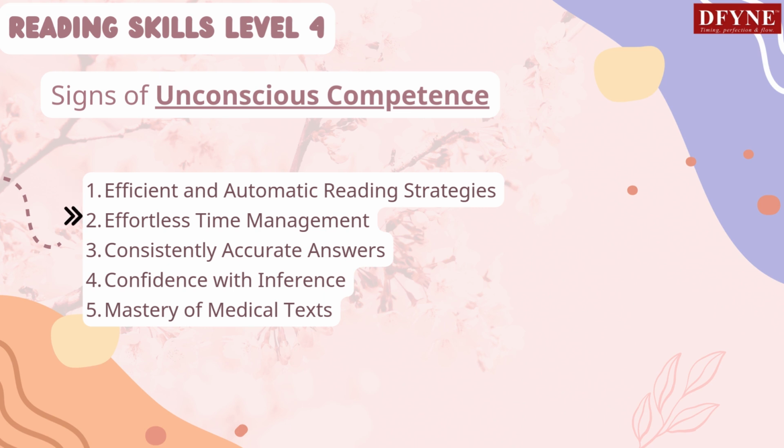You are also able to instinctively pace yourself and manage your time well during the reading section, completing tasks with time to review. The learner in this stage can consistently choose the correct answers, spotting distractors easily and interpreting the text accurately even with complex information. They are also confident and comfortable with inference-based questions and accurately infer meanings from the text.